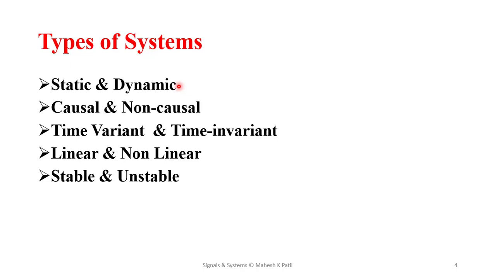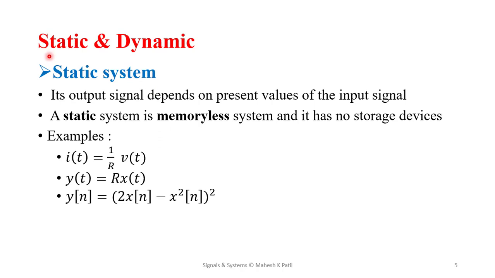First is the static and dynamic system, then causal and non-causal system, then time-variant and time-invariant system, linear and non-linear system, and stable and unstable system. We'll see all the systems one by one. So first, static and dynamic systems. For a static system, its output signal depends on the present values of the input signal. A static system is a memoryless system. It does not have any storage devices within it.